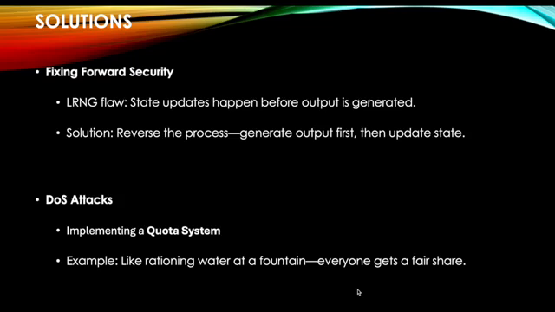To fix the forward security issue, the researchers recommend changing the order of operations in the LRNG. Currently, the pool is updated first, and then the output is generated. By switching this order, generating the output first, and then updating the pool, we can prevent attackers from reversing previous states. To avoid DoS attacks, the researchers suggest implementing a quota system.